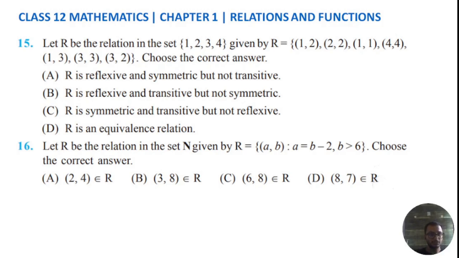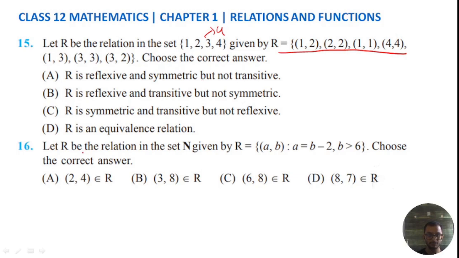Now these two questions are homework. Still, I will give some idea of what to do. Let R be a relation in the set {1, 2, 3, 4}. This is your universal set, and R is the given relation. You need to identify whether it is reflexive, symmetric, and transitive. For reflexivity, (1,1), (2,2), (3,3), and (4,4) are there, so it is reflexive. Similarly, you see whether it is symmetric and transitive. I will not do the whole question, otherwise you will not be able to learn it.